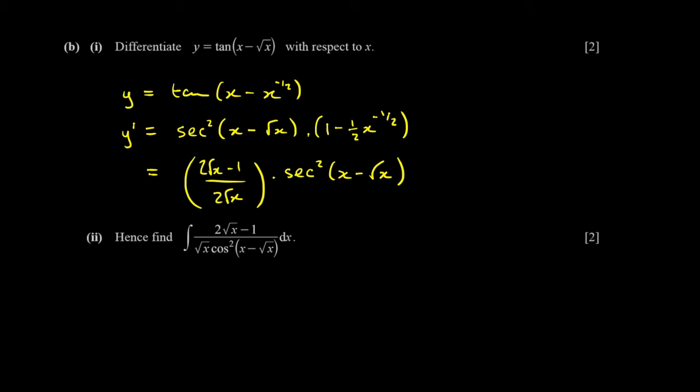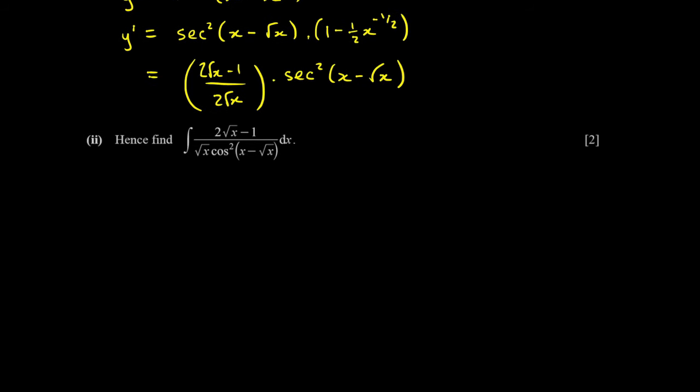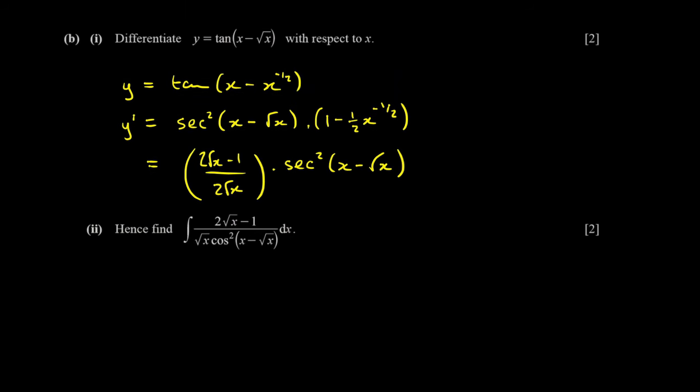Okay, now then, that leads us on to part two, because the key thing in part two is this word here. It's the word hence, right? Hence, we've got to find this integral. Now, every time you've got this type of question where the first part is differentiating and the second part is integrating, what you've got to understand is that integration is the reverse of differentiation. Okay, so what that means in this case is, if I take this function here and I differentiate it and I get that function there, what that means is if I was to integrate that thing, I would get back to where I started. I would get tan x minus root x.